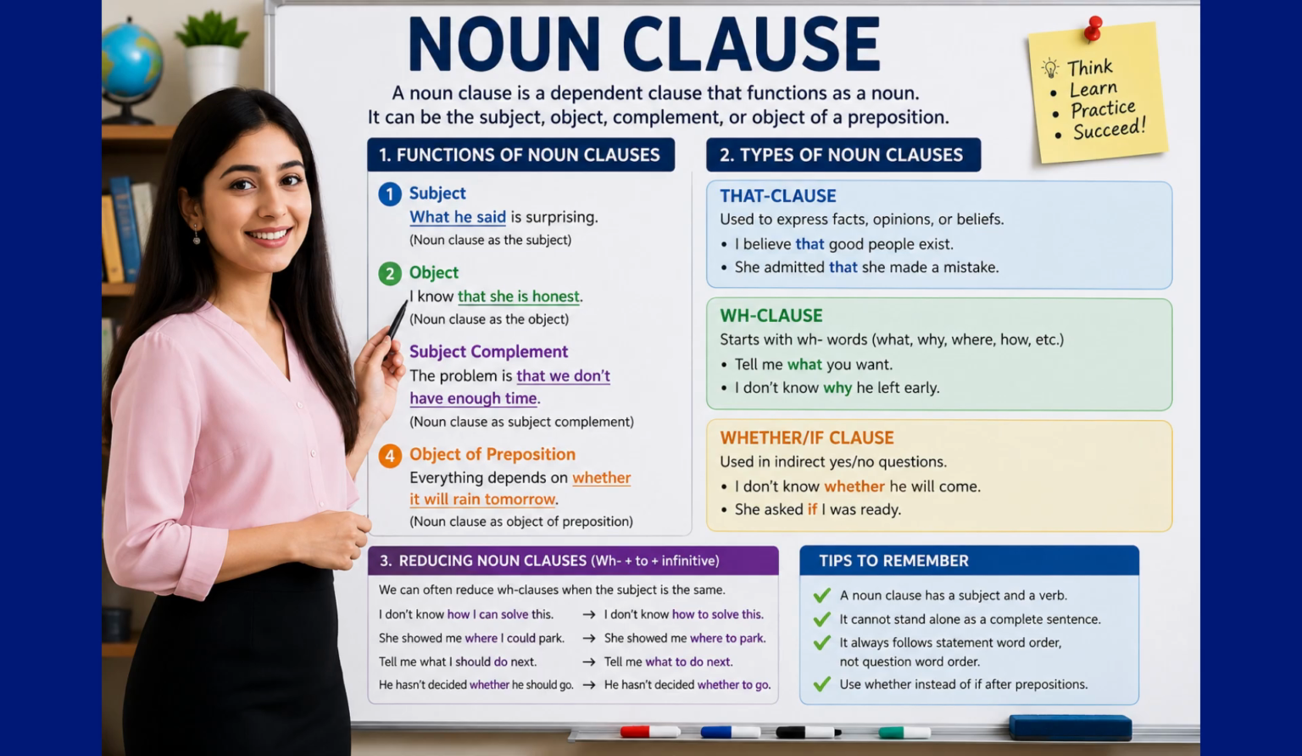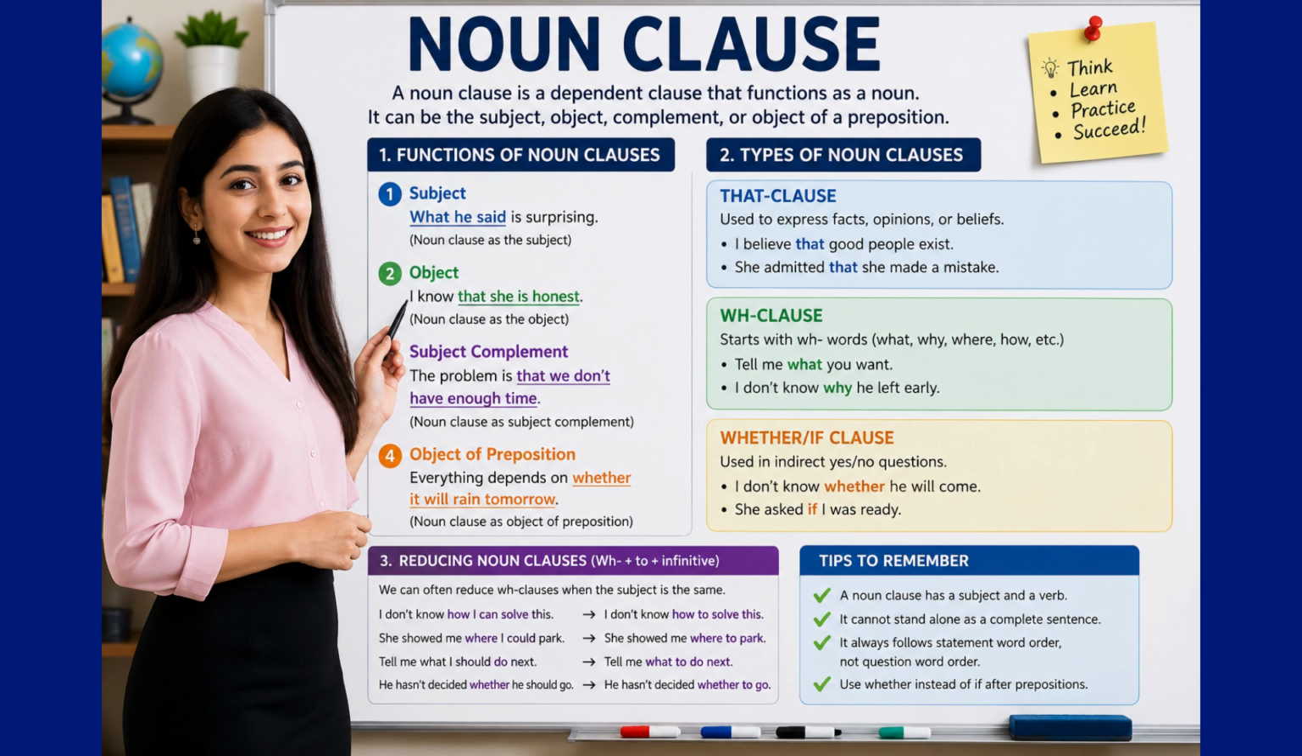Types of noun clauses. There are three major types of noun clauses that you must master. The first type is the "that" clause. A "that" clause is used to report facts, opinions, beliefs, or statements. For example, "I believe that education changes lives." "She admitted that she had made a mistake." "Scientists discovered that the medicine was effective." In everyday conversation, the word "that" is often omitted.